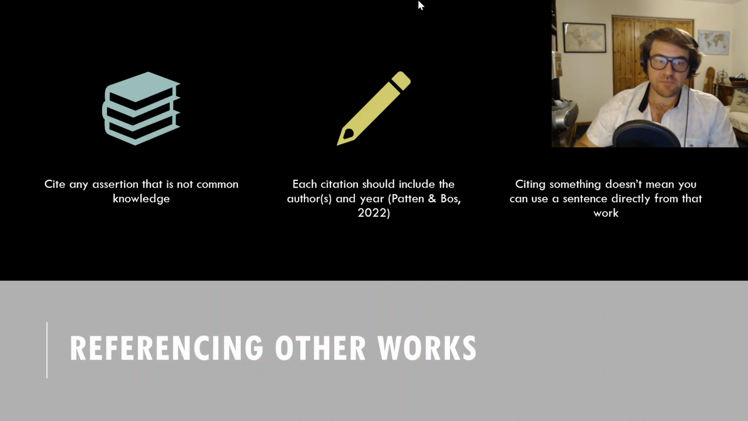So what you're going to have to do in writing is anything that's not common knowledge gets cited, right? Summer is warmer than winter. Everybody knows this. You don't need to cite it. Water is wet. You don't need to cite that. It's made up of H2O. You probably don't need to cite that either. The sky is blue. You don't need to cite that.